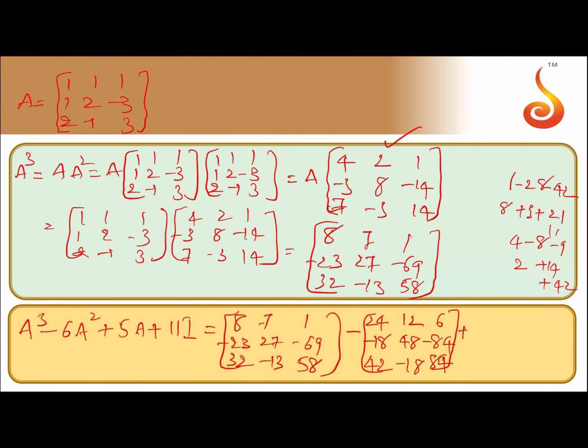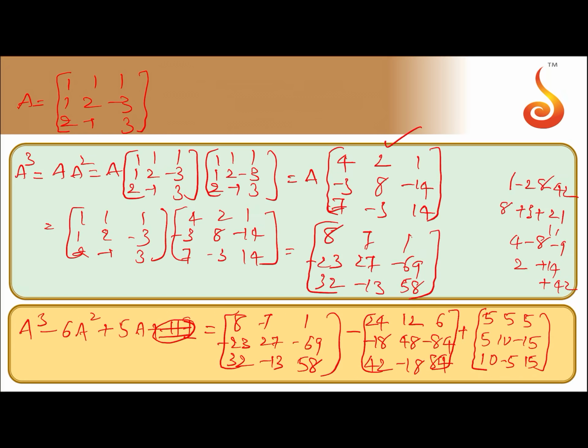And plus 5 times of A. So 5 times of A matrix. A matrix is equal to 5, 5, 5, 5, 10, minus 15, and 10, minus 5, 15. Of course, plus 11 times of unit matrix. I will take up that later. That is equal to. So first let me simplify only this particular part of this value.